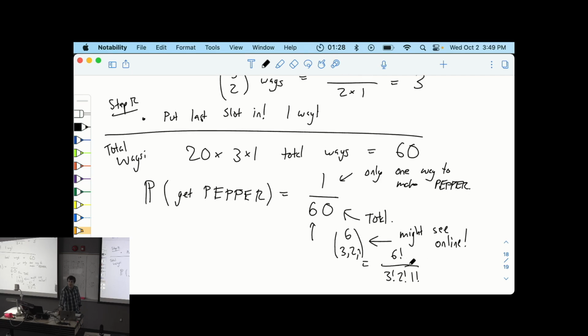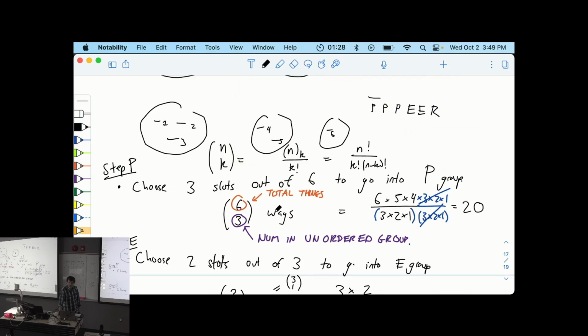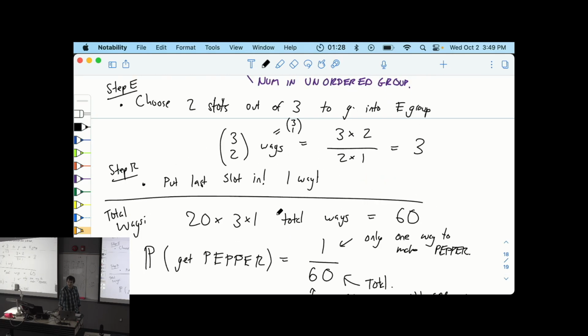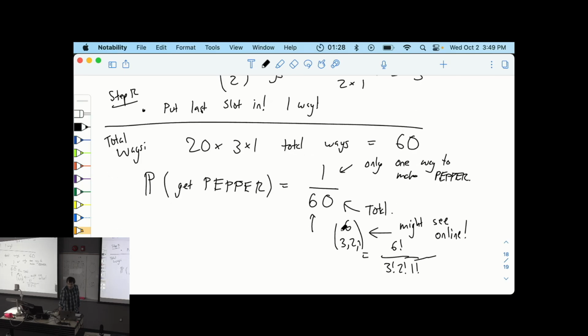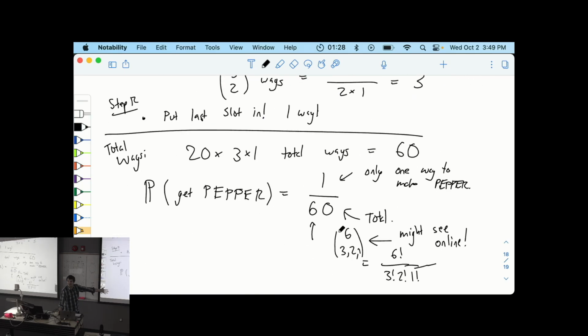So if the question says, give me the answer, and you write this down, you got the right answer. If the question says, explain to me why you got the correct answer, and you write this down, then you will not get the mark for showing me why. So showing me why, you gotta do some kind of explanation like this with the number of ways. And it's true, that is the answer, and this is why.